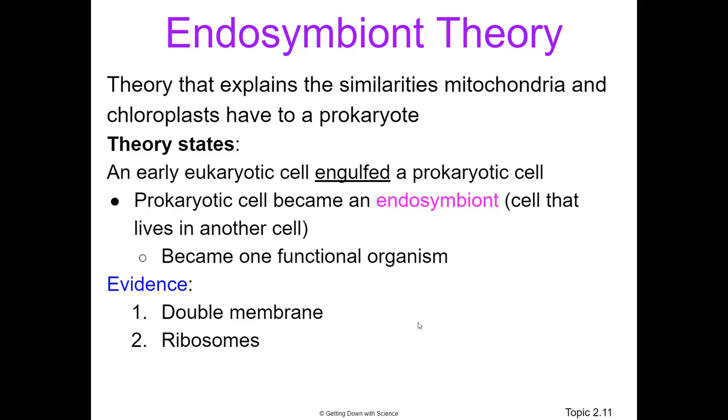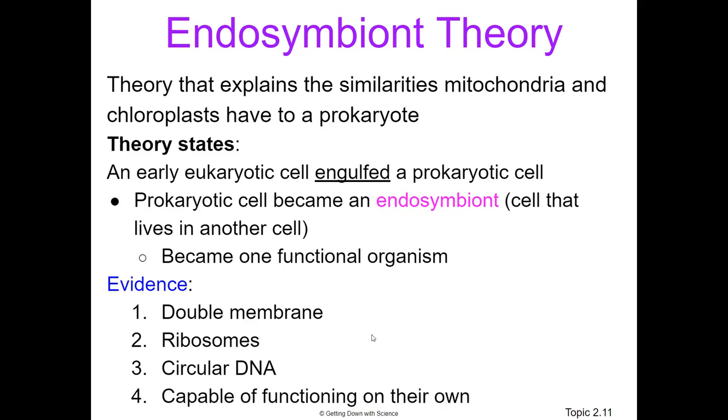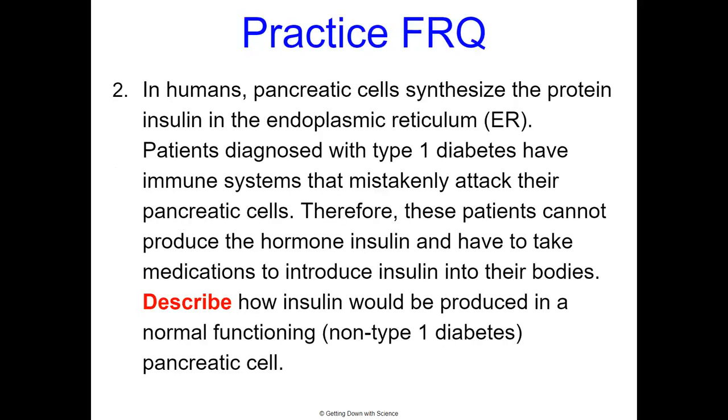It has its own ribosomes, which we know all cells have. And it has circular DNA, which is more like what we find in prokaryotes rather than in eukaryotes. And we know that they can actually function on their own, even if they don't get anything from the cell, they can still do what they need to do.